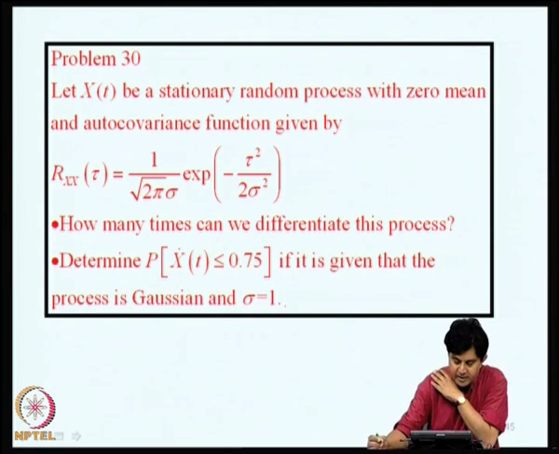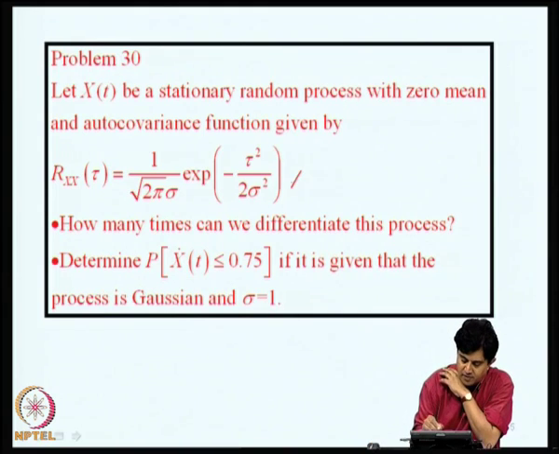Now, let x of t be a stationary random process with 0 mean and autocovariance which has the form of a Gaussian probability density function. The question is, how many times can we differentiate this process? And we are asked to determine the probability that x dot of t is less than or equal to 0.75, if it is given that the process is Gaussian and sigma is 1.